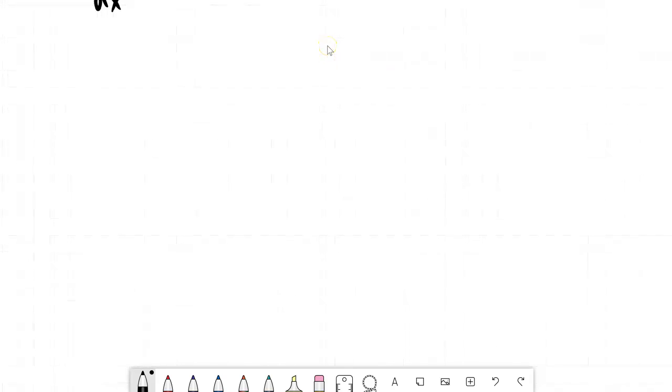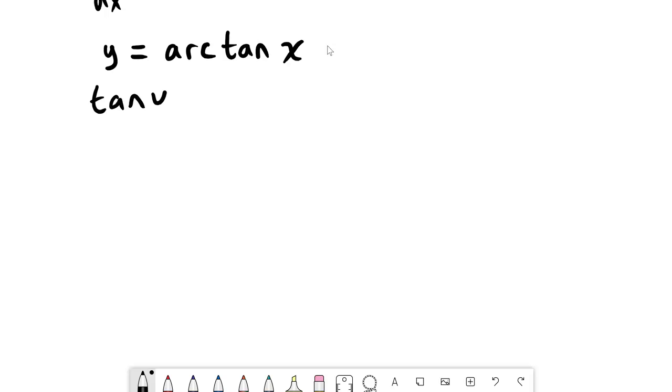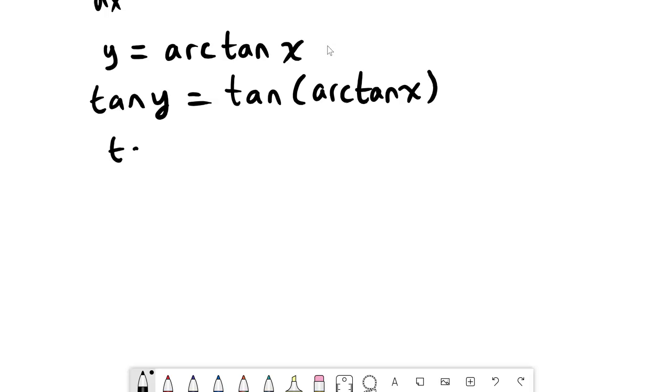The next one I want to do is the derivative of arctangent. We're going to skip arccosine for a very specific reason, and we'll see exactly why towards the end of the video. Y equals arctangent of x. So again, we want to do a very similar process to the sine one. We want to take the tangent of both sides. So if we take the tangent of arctangent, we get x, right?